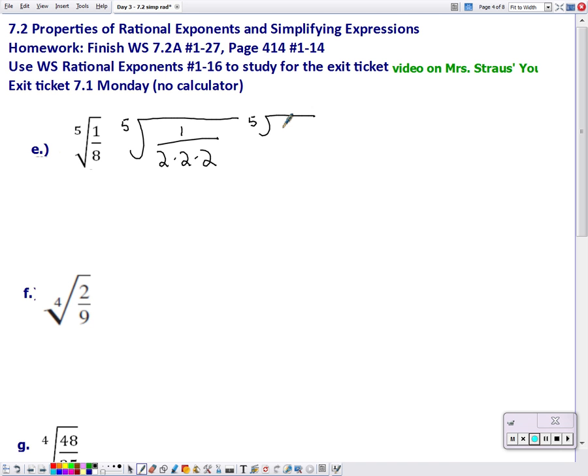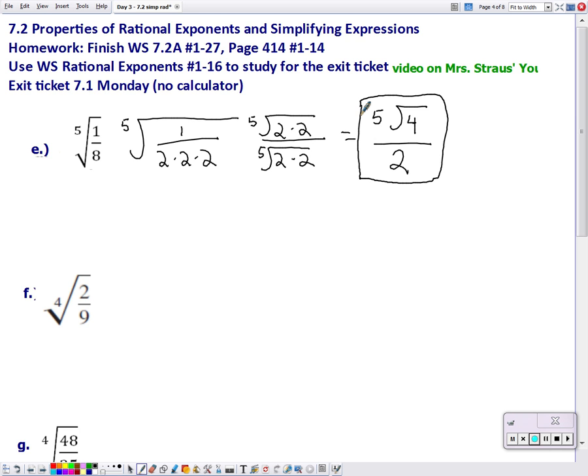So I'm going to multiply by the fifth root of 2 times 2 over the fifth root of 2 times 2, because that would divide out to be 1. In the numerator, that's going to give us the fifth root of 4. And in the denominator, well, now that I have 5 2s, the fifth root of 2 times 2 times 2 times 2 times 2 is 2. Go ahead and pause the video. I'm going to slide this down in a second, and try F and G on your own.